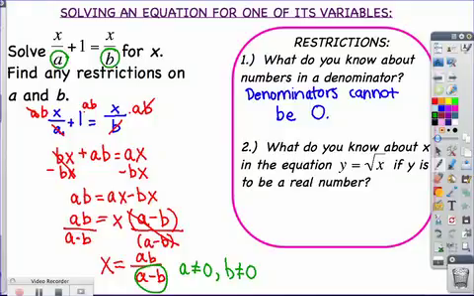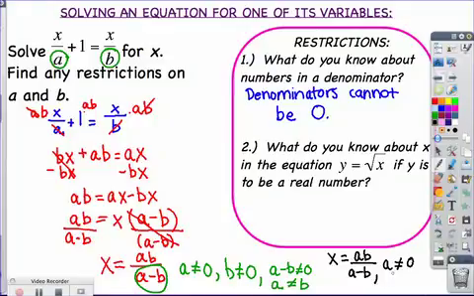Number 1. Solve each equation for x and find any restrictions. So I try to get x by itself. I begin by adding 15 to both sides. ax plus bx equals 15. Using reverse distributive property, I can factor out an x to get x times a plus b, which equals 15.